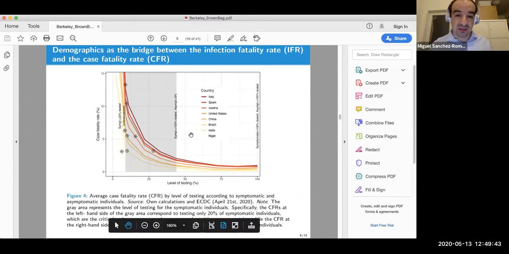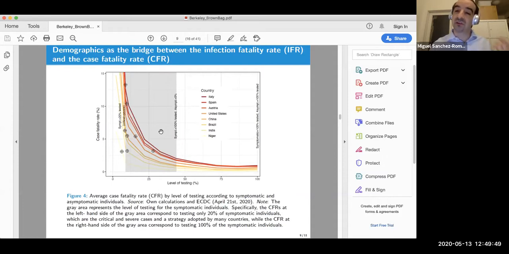So this is a very important plot. We have what I'm calling the ISO infection curves, which are unique for each one of the countries given the demographics. And we are reporting here the ISO infection curves for Italy, Spain, Austria, United States, China, Brazil, India, and Niger. Now, in order to properly read this, on the vertical axis we have the case fatality rate, and on the horizontal axis we have the level of testing.